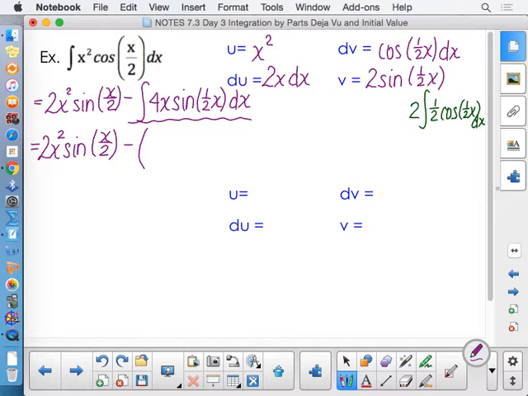As I go to pick again, the ATE says stick with your algebraic here, don't switch, stick with your trig as your dv. Again, if you need to do a little u substitution so that you can get your v worked out, pause the video and do that.